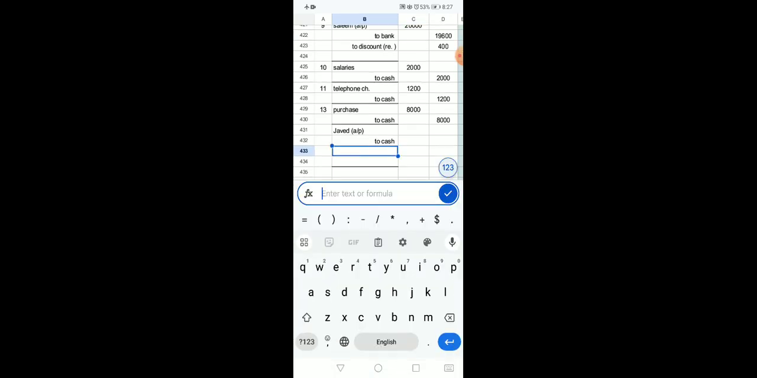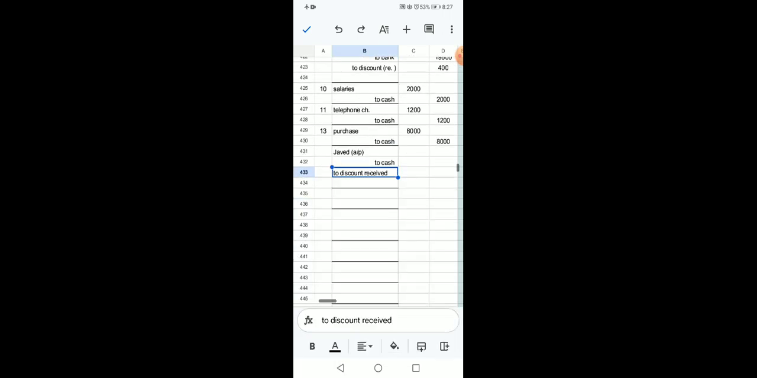One extra thing has been mentioned in this question, and what is that? We are doing the 17th entry: paid cash to Javed and discount received. Discount received means it's good news, it's your income. Income should always be credited. So what you will do, you will write discount on the credit side. Okay, discount received you can mention, but let's see if we have a proper place for it.